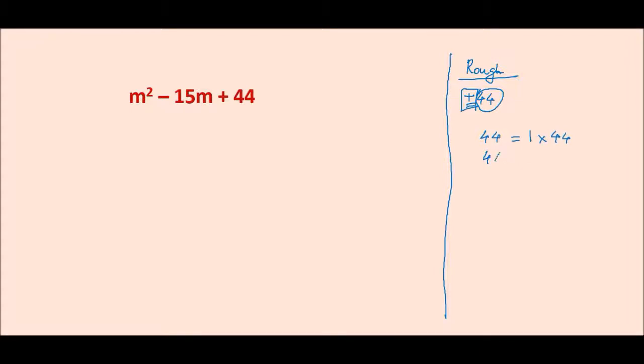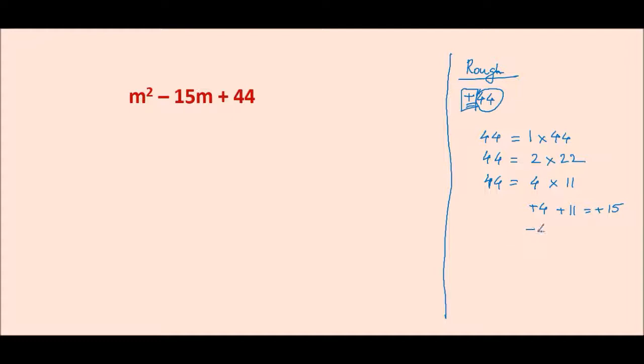So we have 2 times 22. Next, 44 is not divisible by 3. Next number is 4. 44 is divisible by 4. So we take 4. 4 times 11 is 44. You see, with 44 and 1, we do not get -15. On adding or subtracting 2 and 22, we do not get a -15. Over here, plus 4 and plus 11 gives us a plus 15.